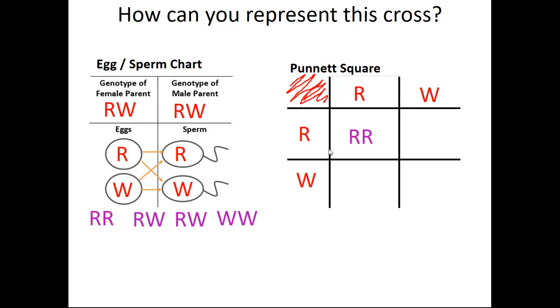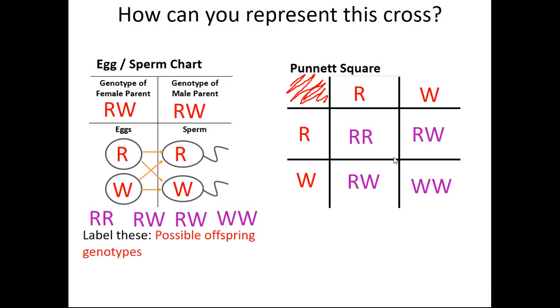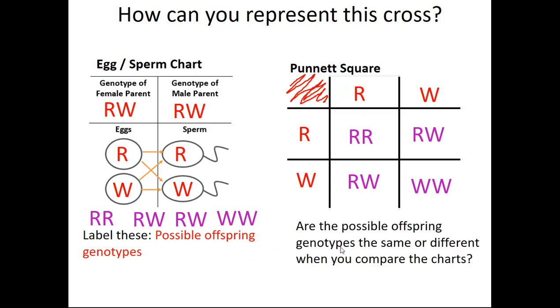An R and R can come together. An R and W can come together. An R and W can come together, or a W and a W. These are our possible offspring genotypes that we can come up with, knowing that these two charts, the egg and sperm chart and the Punnett square, can both end up giving us the same information. They're just two representations of the same idea.